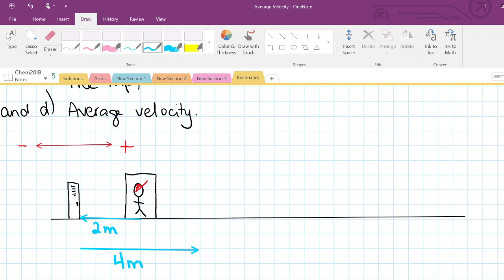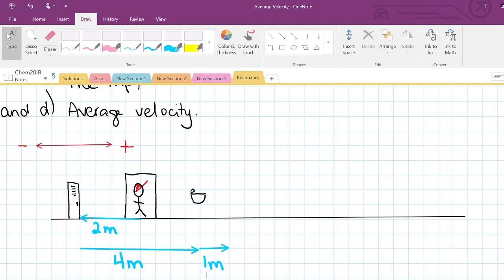Now, he stops at the water fountain. So let's put our little water fountain in here. And then from there, he goes over to the washroom finally. And he only travels 1 meter. So the washroom is very, very close to the water fountain. Okay, so there's my 1 meter. And notice that my 1 meter vector is representative of that 1 meter magnitude.